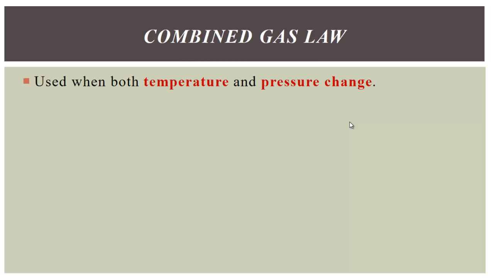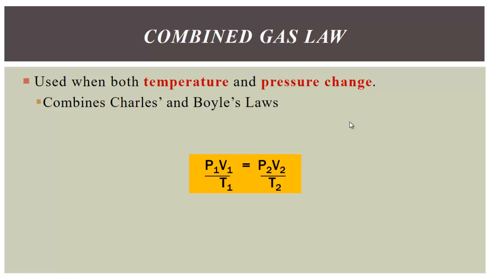So the combined gas law allows us to look at gases when we're changing two things. So far, all the laws we've talked about, we've only changed one variable. But the combined gas law allows us to change both temperature and pressure. And what we see is actually a combination of Charles' and Boyle's law. If we look at the equation here, we can see the top part of this is Boyle's law, and when we're looking up and down, we can see Charles' law in there. So we can easily combine them into one equation.